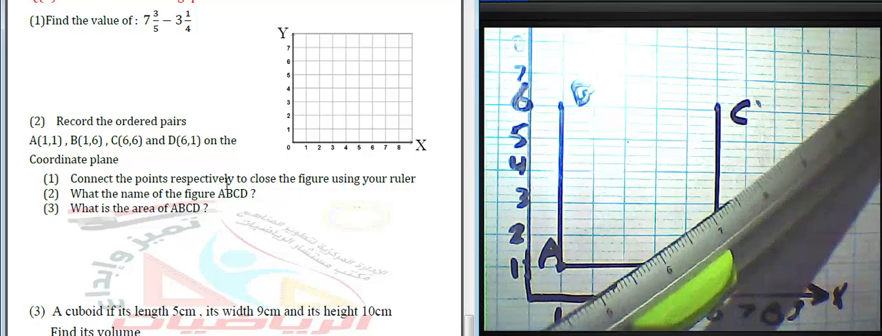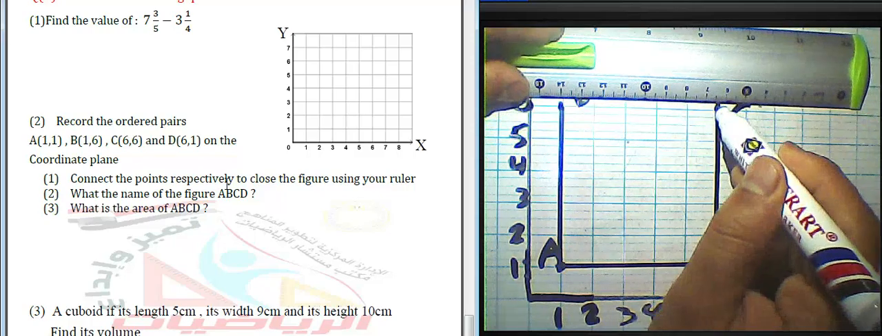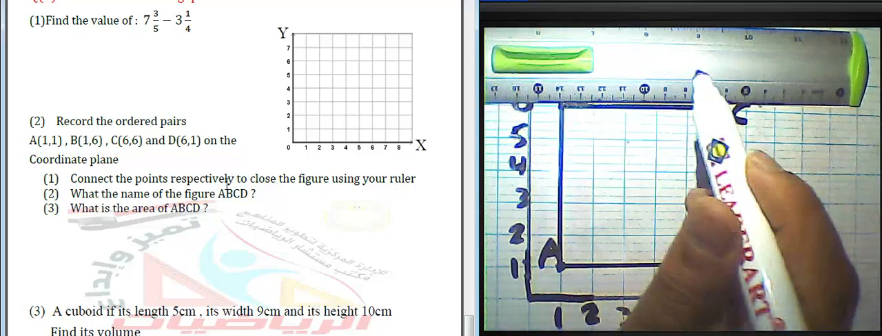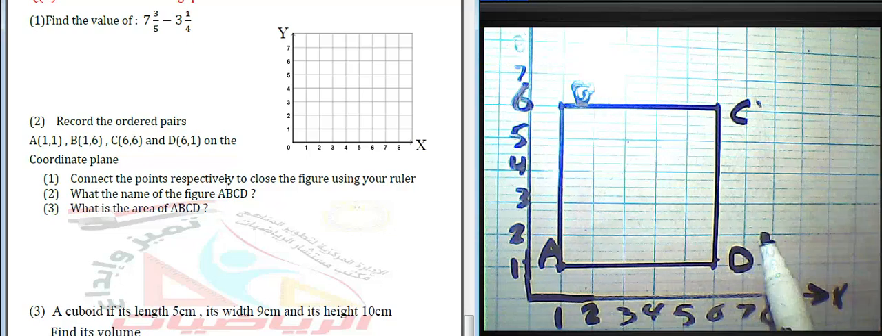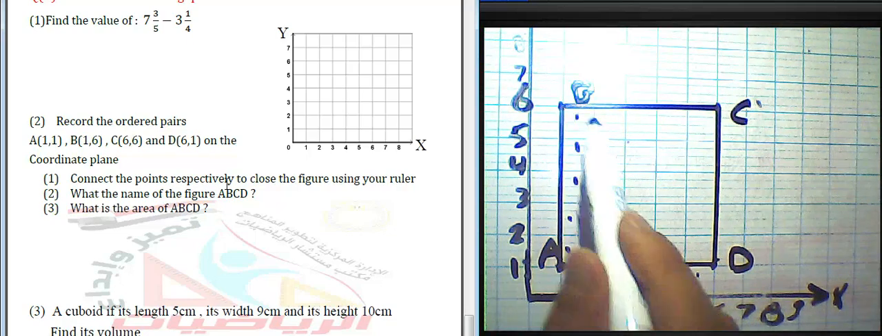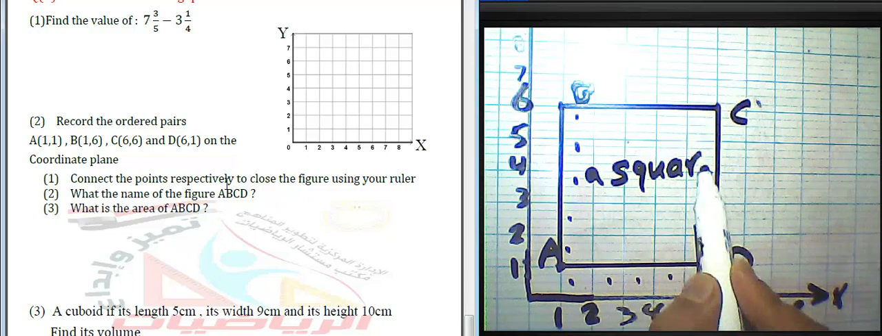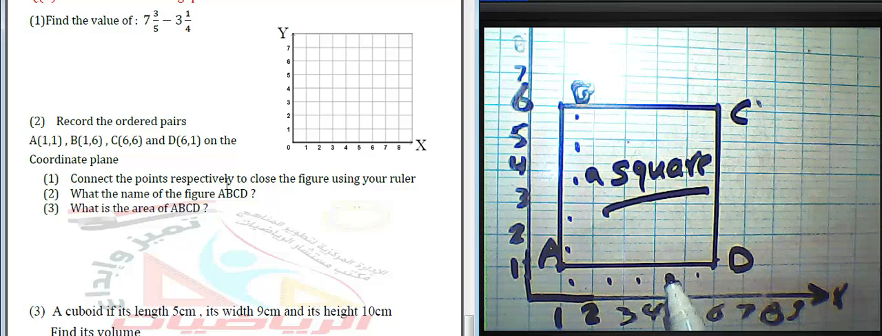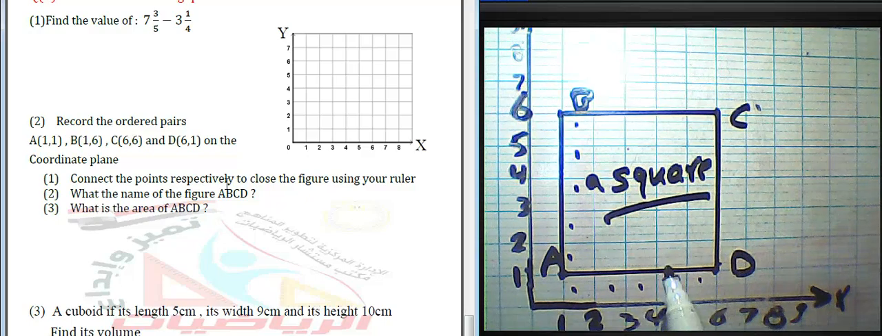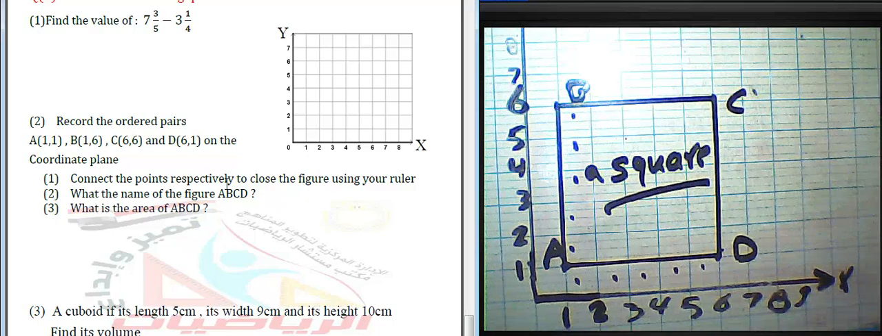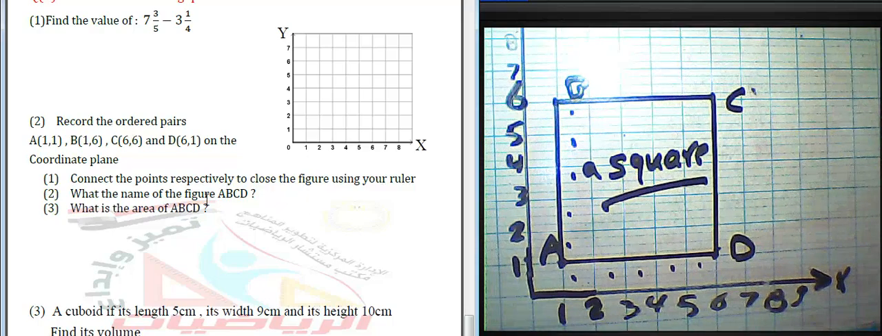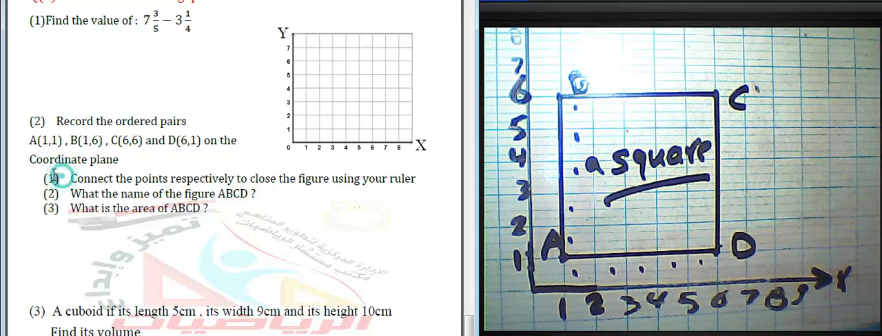And you can get the name of this figure by using the properties or thinking. Here the lengths are 1, 2, 3, 4, 5, and here 1, 2, 3, 4, 5. It will be a square. What do we call it? A square. Okay, connect the points respectively to close the figure using a ruler. Number 1, we did it. Number 2, what is the name? We did it. It's a square.